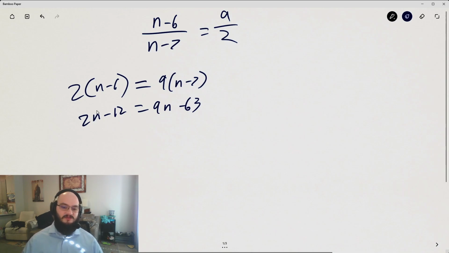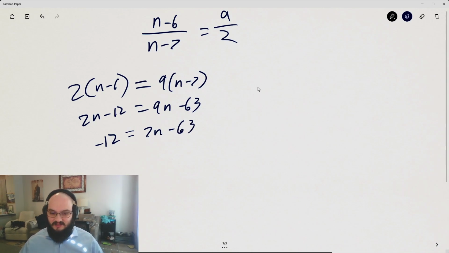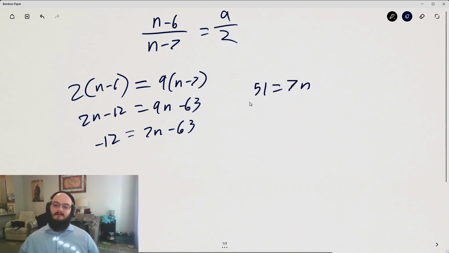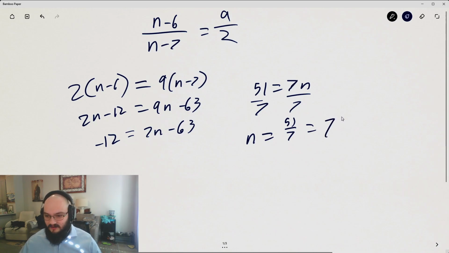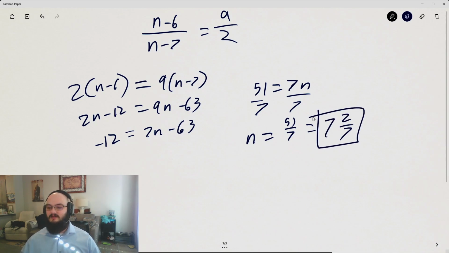And combine like terms. Subtract 2n from both sides. Negative 12 is equal to 7n minus 63. And then adding 63 to both sides, we get 51 is equal to 7n. Divide both sides by 7, and we have n is equal to 51 over 7, which is the same thing as 7 and 2/7. So to make this proportion work, the value of n needs to be 7 and 2/7.